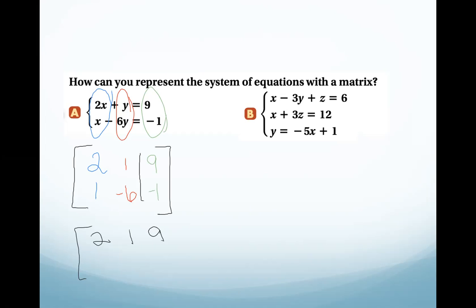Okay, so this is exactly the same as a matrix of 2, 1, 9. We read it across just like we were reading a book. 1, -6, -1. Okay, so that will be our first matrix.